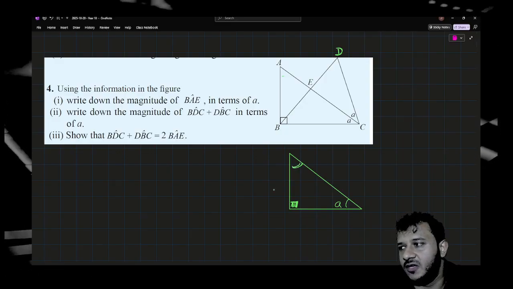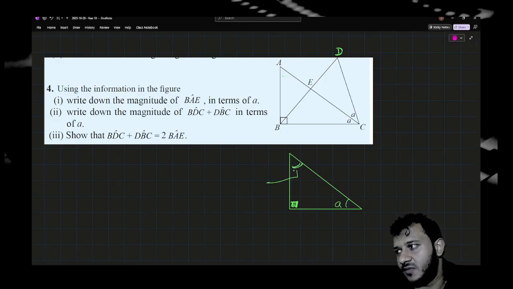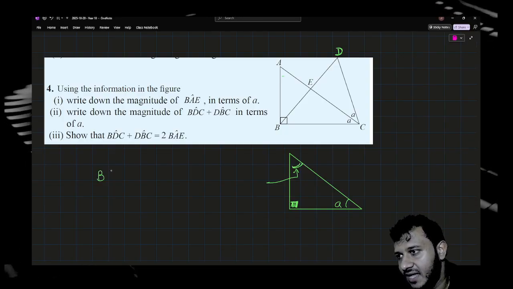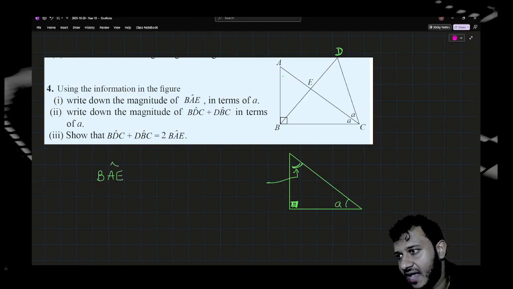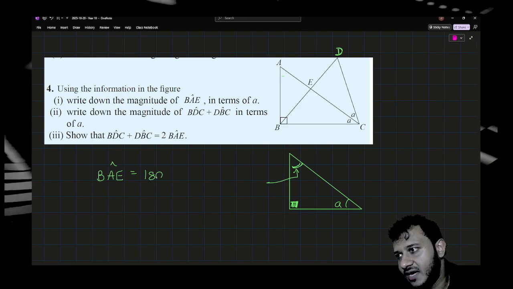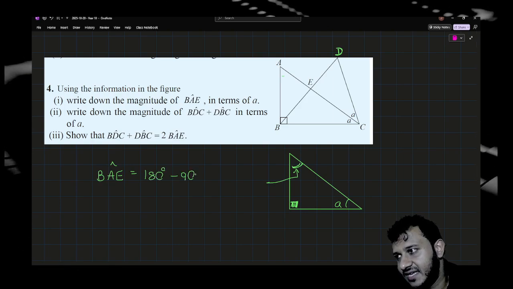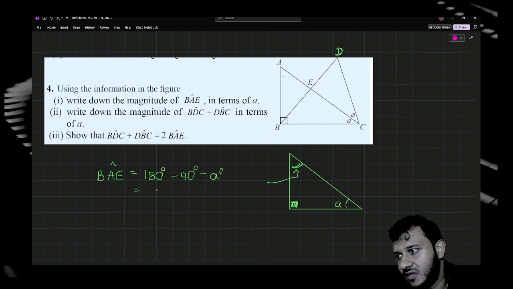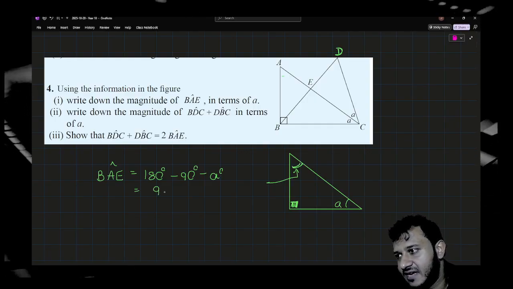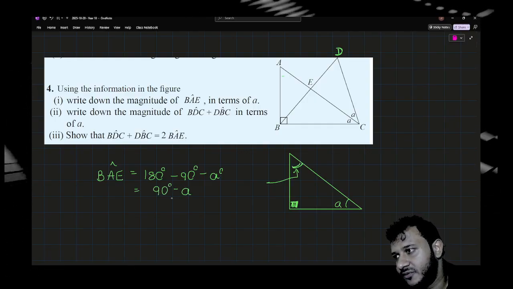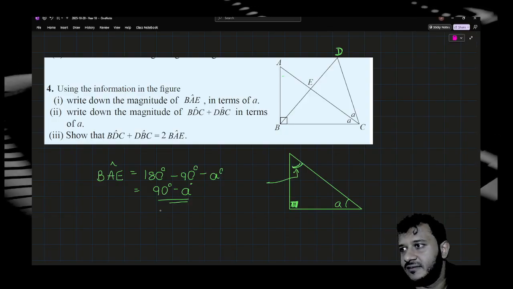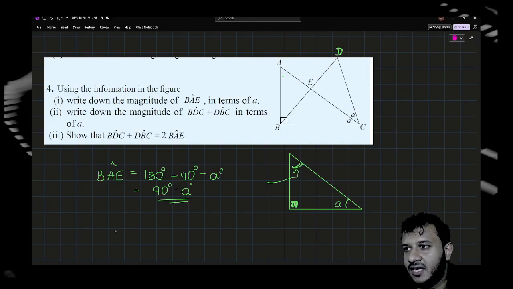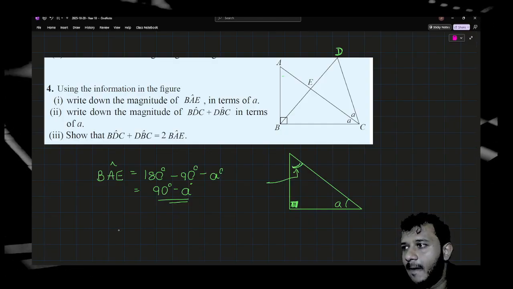How to find that? We know, Pute, the total angle of a triangle is how much? 180 degrees. So BAE angle is equal to 180 degrees, take away the 90 degrees and take away the A angle. So 180 take away 90 is 90, 90 minus A, Pute. 90 minus A. Got it?